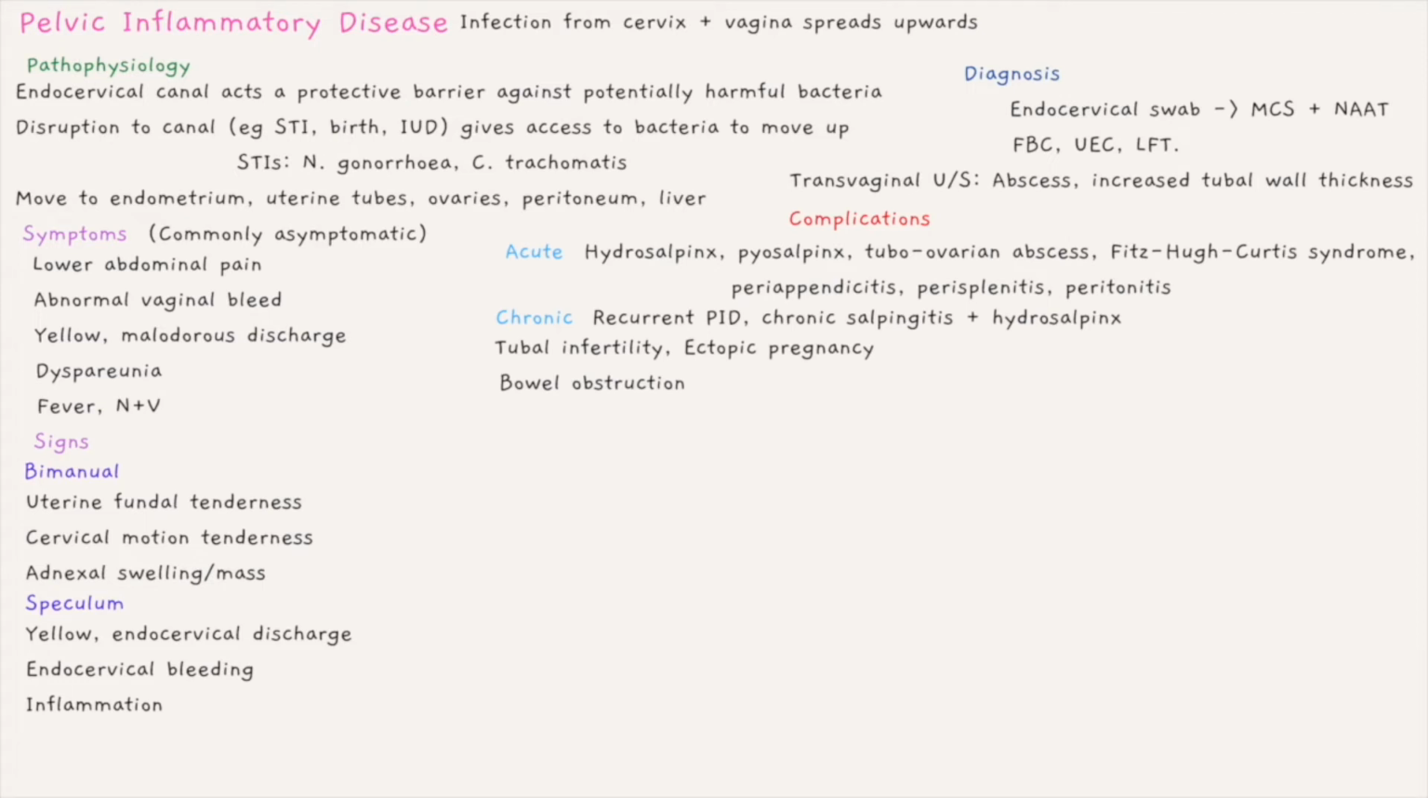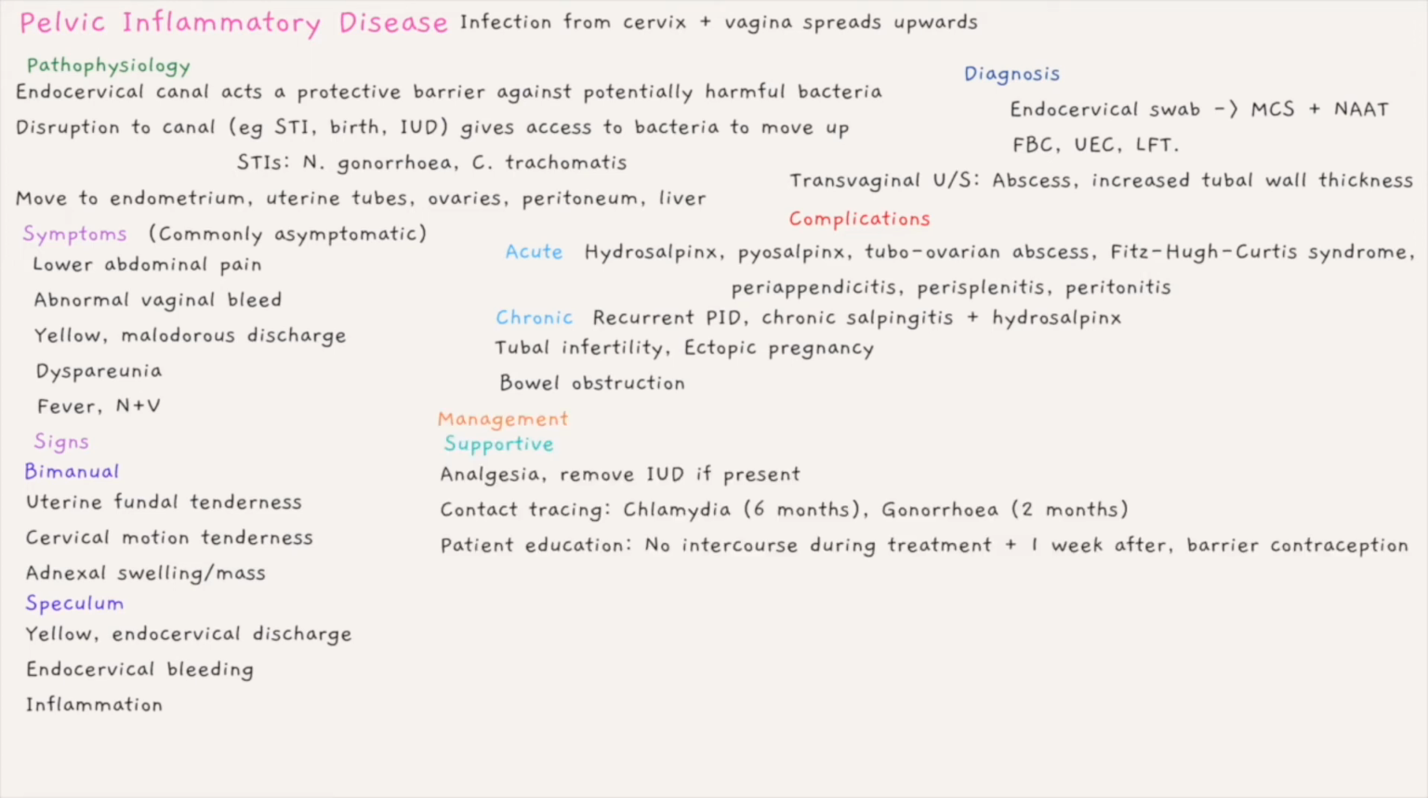There are acute and chronic complications that relate to where the infection spreads. Acute complications include hydrosalpinx, pyosalpinx, tubo-ovarian abscess, and perihepatitis known as Fitz-Hugh-Curtis syndrome. Chronic complications include recurrent pelvic inflammatory disease, chronic salpingitis, and hydrosalpinx. Adhesions increase the risk of tubal infertility and ectopic pregnancy. Finally, bowel obstruction is possible.